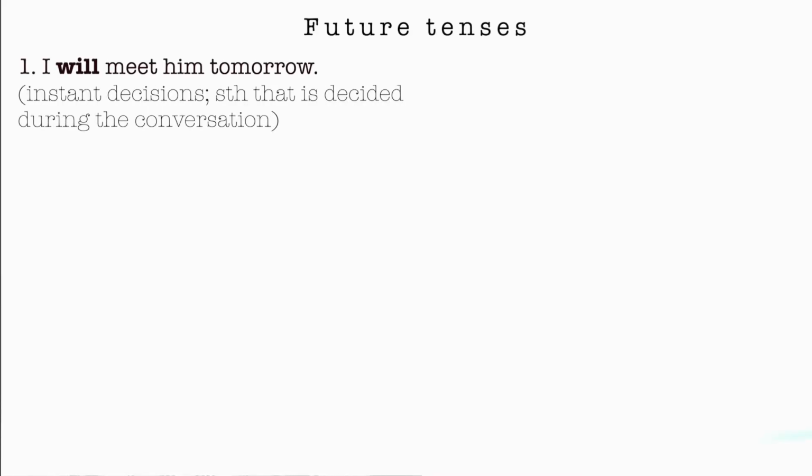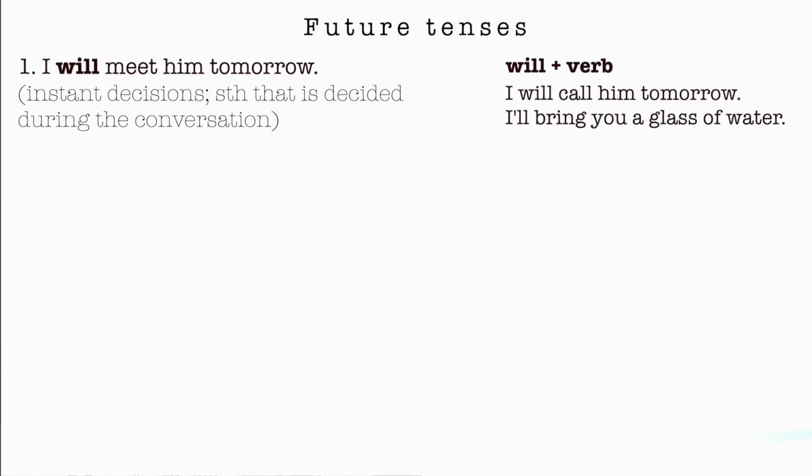And let's talk about the future tenses. There are three main cases that you need to know. So the first one is: I will meet him tomorrow. So it is decided right now during the conversation. In this case, we use just will. A few examples. I will call him tomorrow. I'll bring you a glass of water.